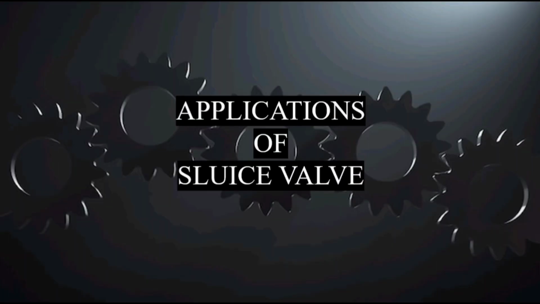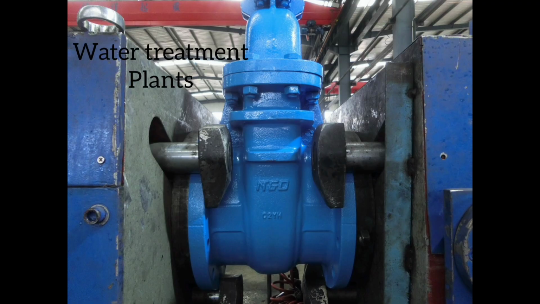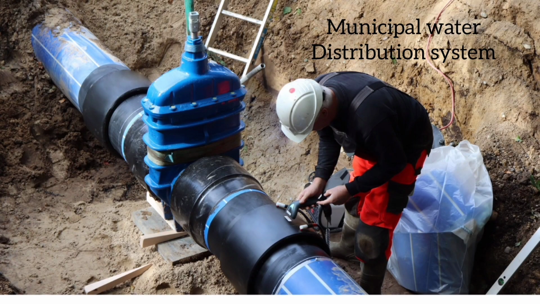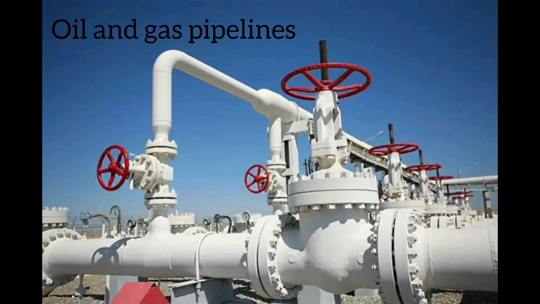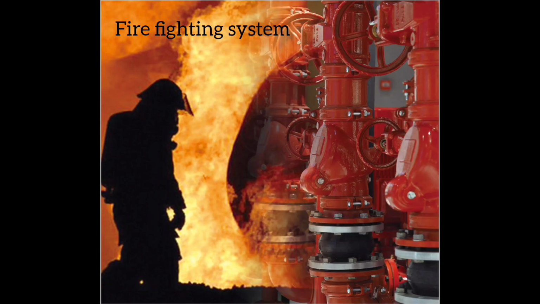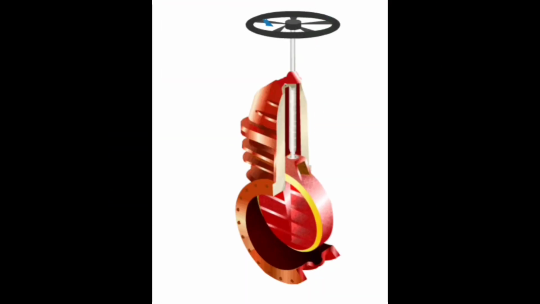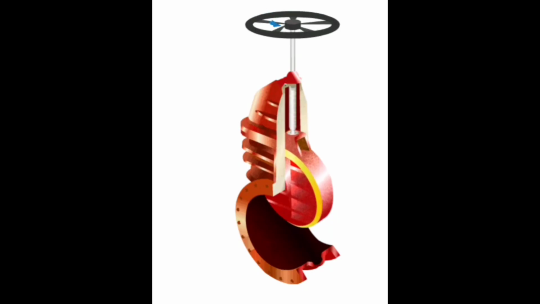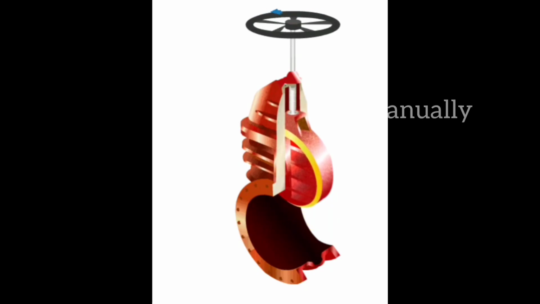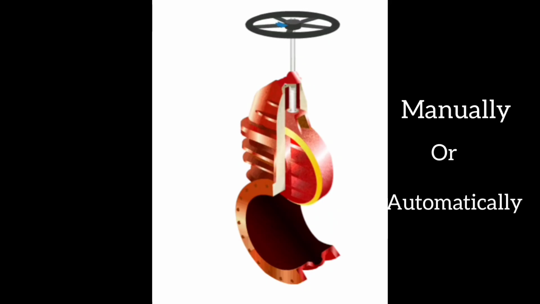Applications of sluice valve: water treatment plants, municipal water distribution system, irrigation system, power plants, oil and gas pipelines, firefighting systems. These are suitable for high pressure applications, durable under extreme conditions, can be operated manually or automatically.